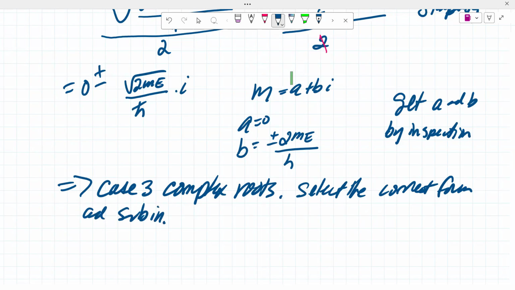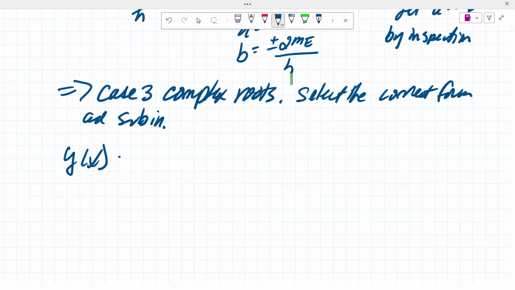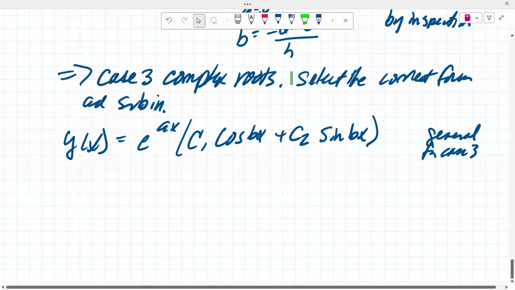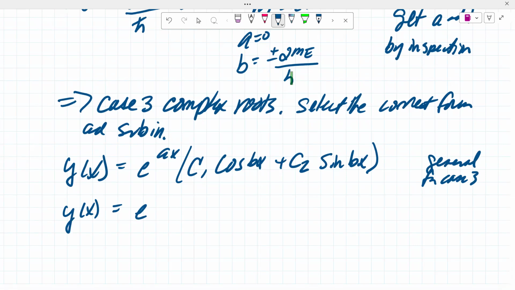So all of this is just getting back to that handout we had about solving linear homogeneous second order differential equations. So the solution is going to be y of x equals e to the ax times c1 cosine bx plus c2 sine bx. All right, this is from the form. That's the general form for case 3. And now we're going to sub in. All right, so let's not scroll too much so we can still see: y of x equals e to the, what's a? It's 0 x times c1 cosine. Now we have a value for b. Root.